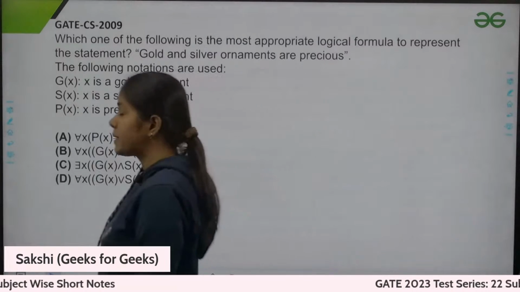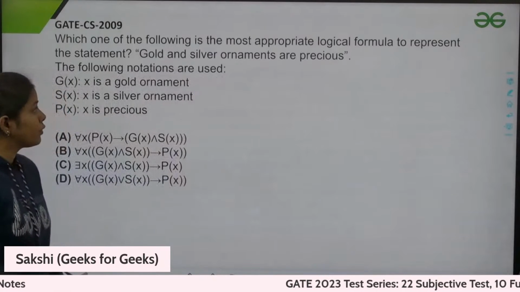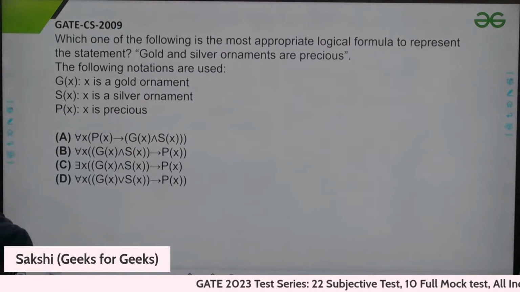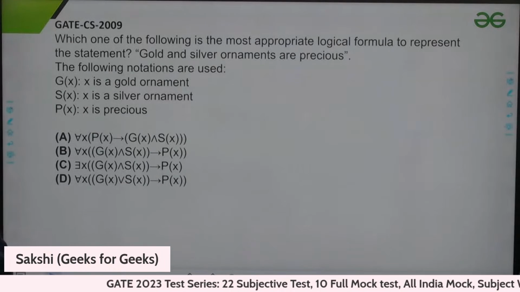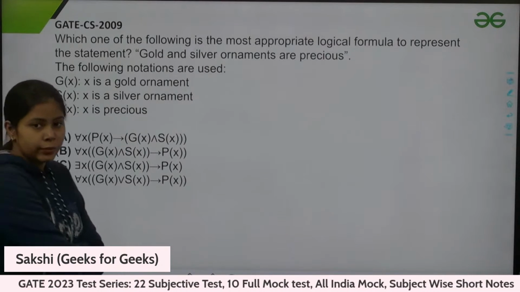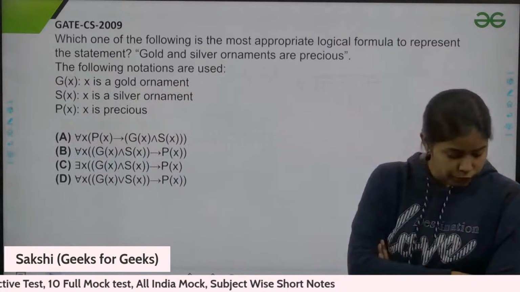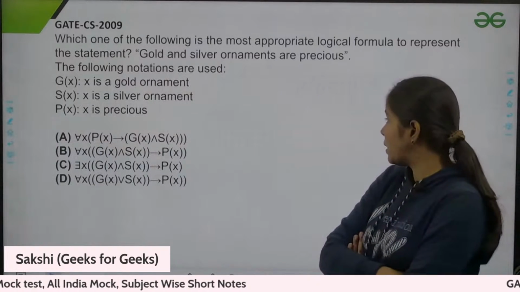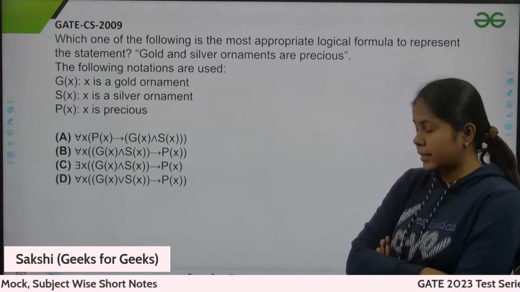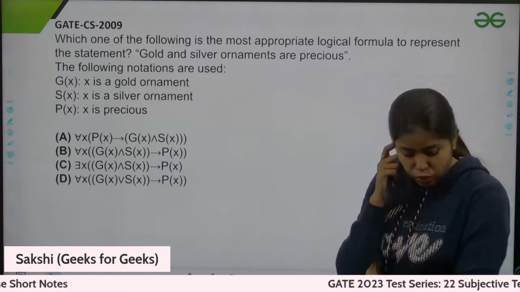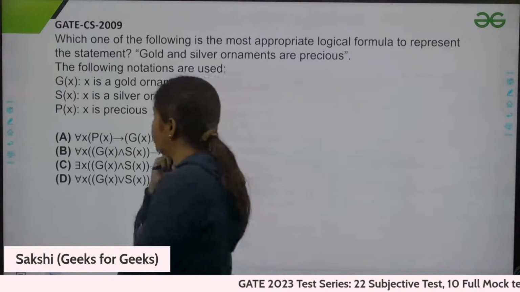Okay, so this question says: which one of the following is the most appropriate logical formula to represent the statement? The statement is gold and silver ornaments are precious, and they have represented gold using G(x), precious using P(x), and silver using S(x), right? So how do I attempt this question?